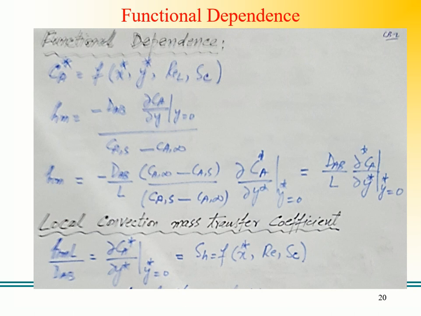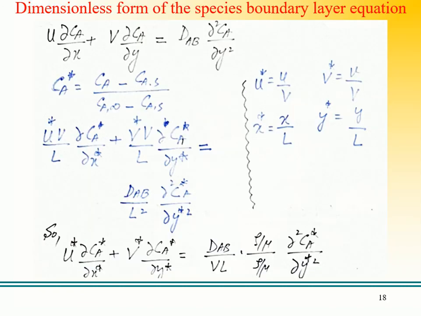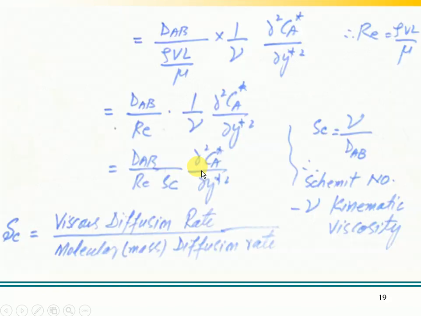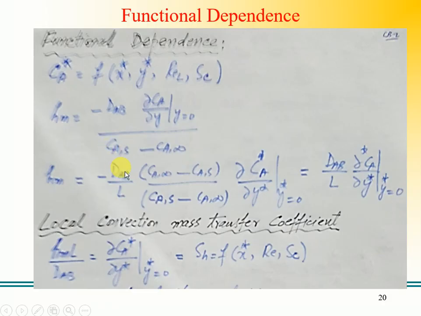I just put the value of Cas minus Ca infinity for my dimensionless parameter, which I defined here. So this one I have put here. Ca star, right? This is Cas minus Ca infinity. I put this value here: Ca infinity minus Cas over Cas minus Ca infinity, times ∂Ca star by ∂y star at y star equals 0. If you take the minus common, this cancels out.